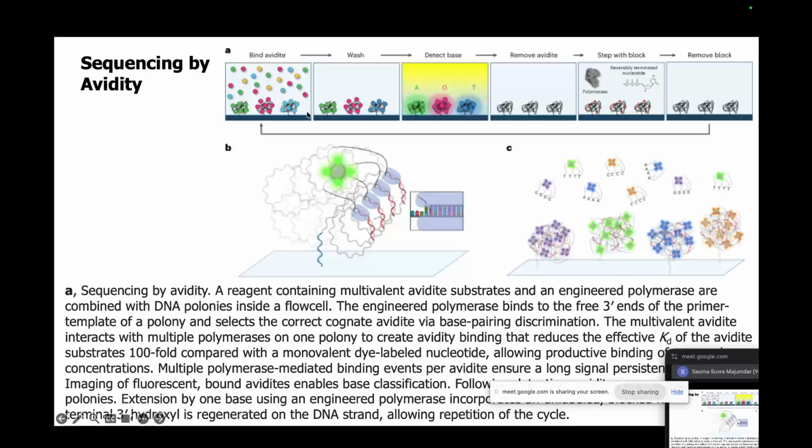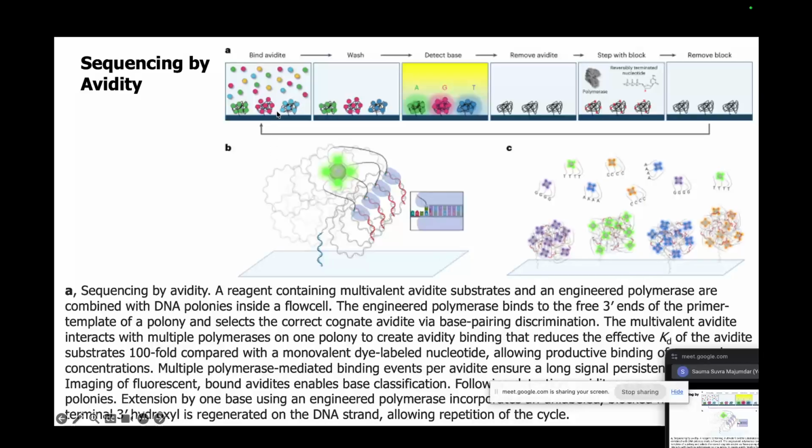So you have these multivalent avidites, and you have these polonies, which are again kind of DNA nanoballs. These are compacted structures of DNA strands bound together, and inside a flow cell these DNA polonies are kept, and the multivalent avidite substrates are added. Then you also add a polymerase to initiate replication. It binds to the 3' end of the primer template of a polony and selects the correct cognate avidite via base pairing discrimination.